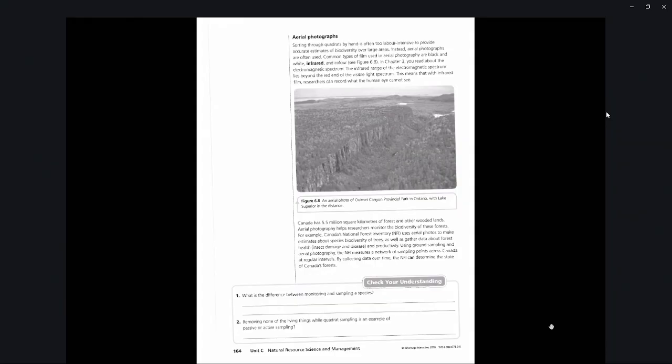In figure 6.8, we have an aerial photo of Weemup Canyon. And that's Lake Superior way off in the distance there. I don't know if anybody's been to Weemup Canyon, but it's beautiful, beautiful. I know that there's a special quality of Weemup Canyon. Weemup Canyon has an ecosystem in the bottom of the canyon.